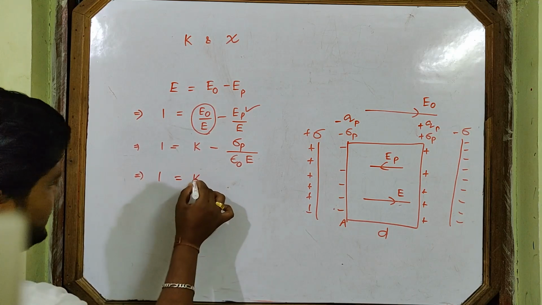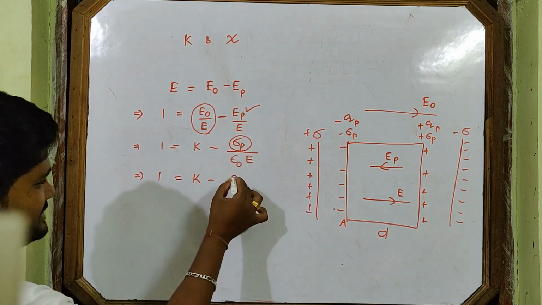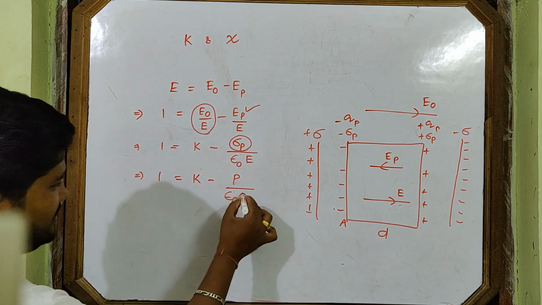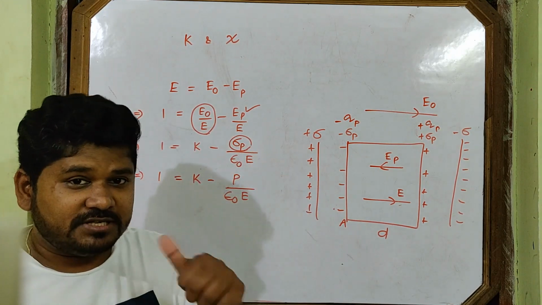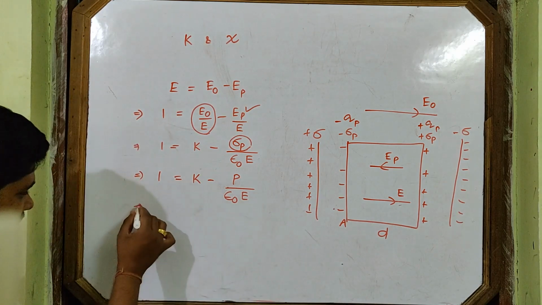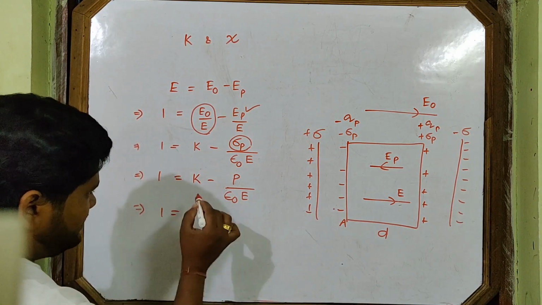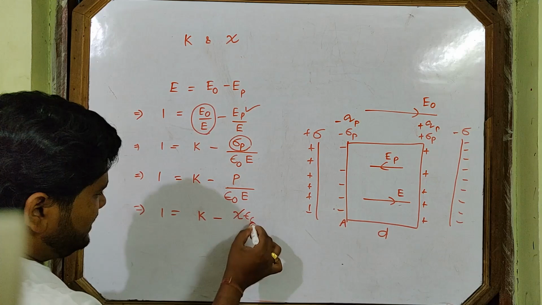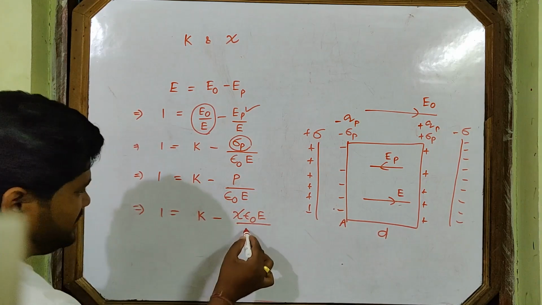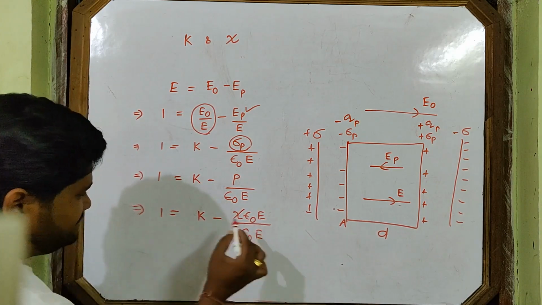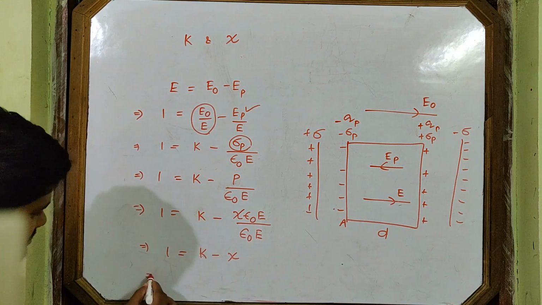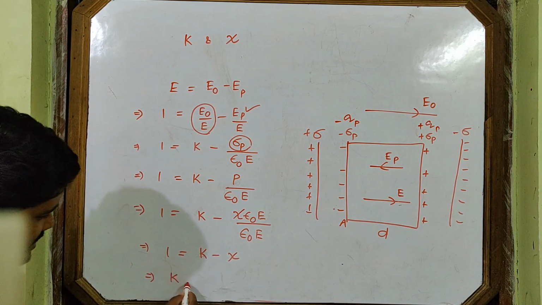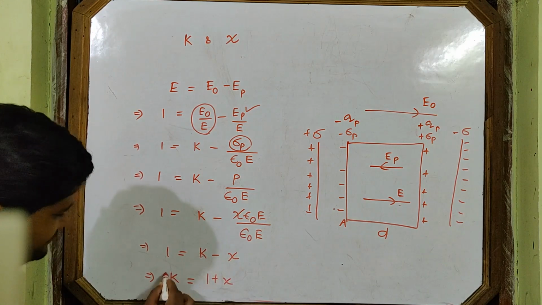So 1 by K minus, what is sigma P? This is P. What is sigma P? I told you just before: polarization is equal to surface charge density. Okay. So 1 is equal to K. What is P again? Chi epsilon naught E. So epsilon naught, so 1 by K is equal to 1 minus chi. So now K is equal to 1 plus chi.